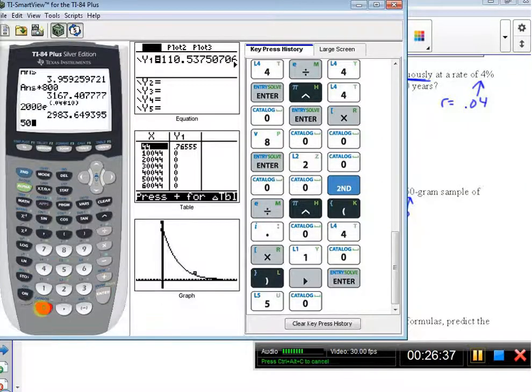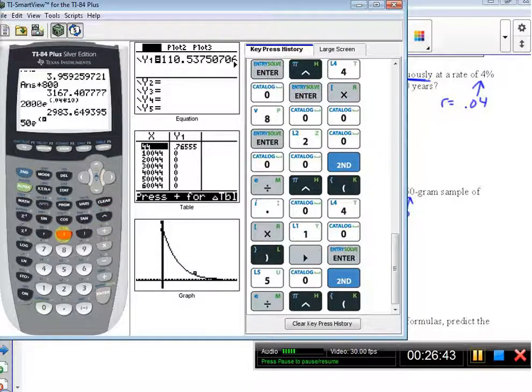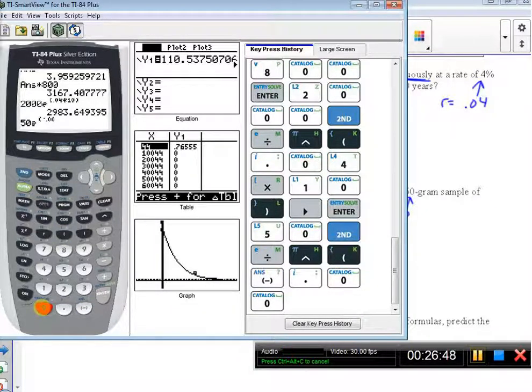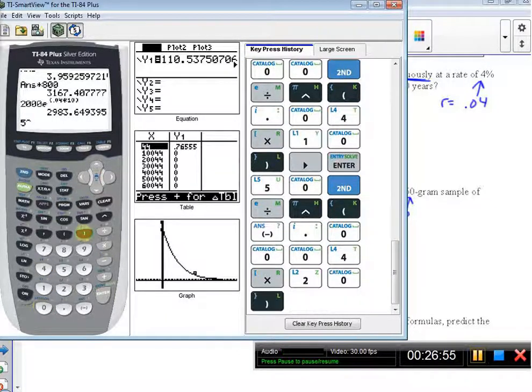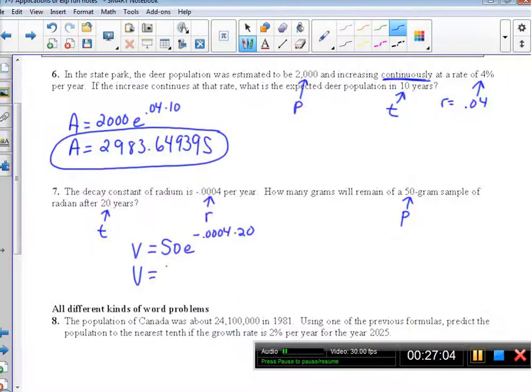So 50, second divide, e to the negative 0.0004 times 20. Okay, so 49.60159574.